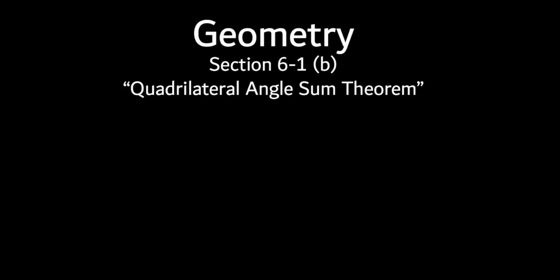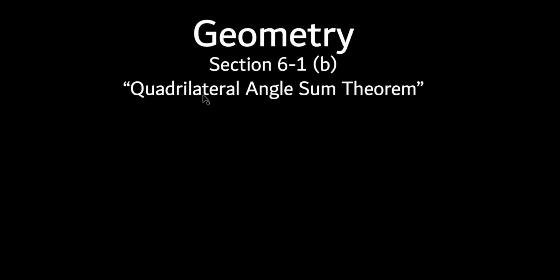All right, so this is part B, the second part of this lesson, but it's really different than the first part of the lesson, really different. The name of this actual lesson was classifying quadrilaterals, is that what it's called? Yeah. And this is called the quadrilateral angle sum theorem, but actually, you know what?